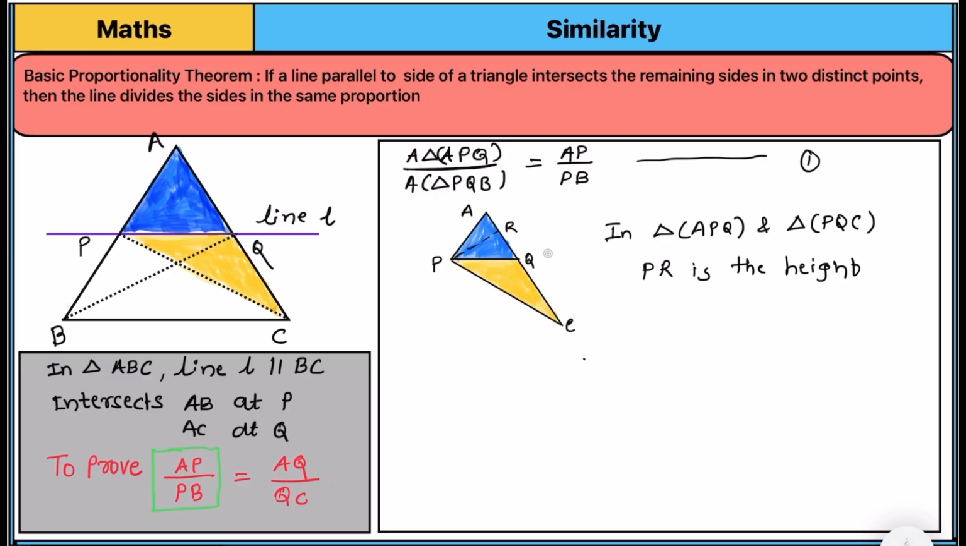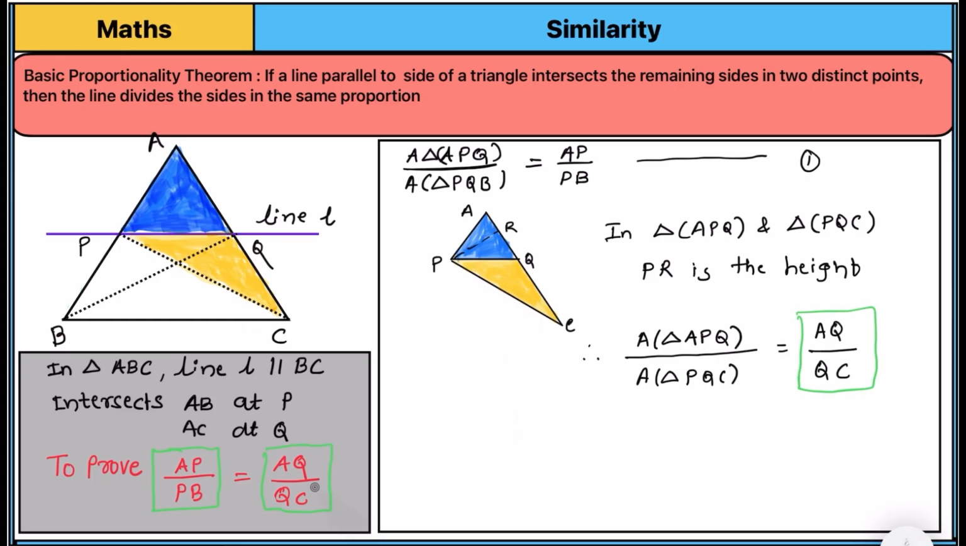In triangle APQ, which is highlighted in blue, let's assume AQ as the base, and in triangle PQC, which is highlighted in yellow, let's assume QC is the base. In that case, PR would be the height for both the triangles, as PR is perpendicular to both AQ and QC. As the height is same, area of triangle APQ upon area of triangle PQC is equal to AQ upon QC. AQ is the base for APQ and QC is the base for PQC. If you pay attention, AQ upon QC is our RHS.